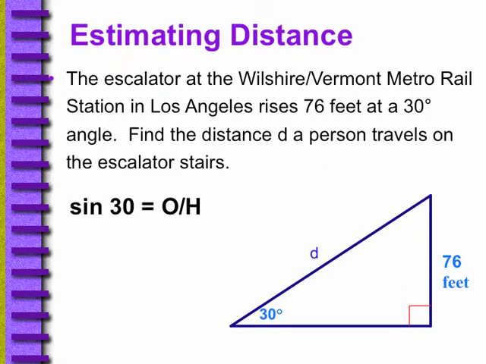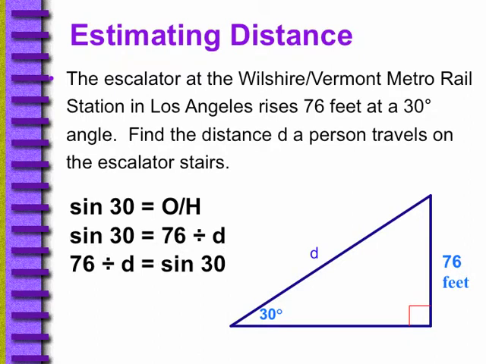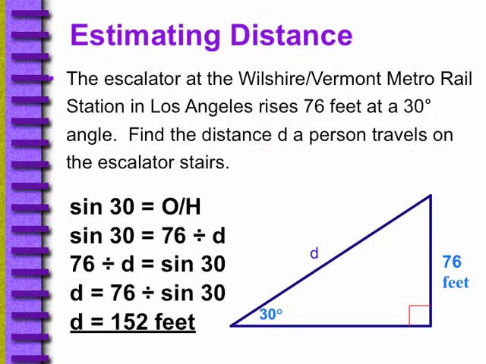The sine of 30 degrees is opposite over hypotenuse. Now I want to substitute in opposite equals 76 feet. Now I'm going to use the symmetric property to rewrite this equation this way. That might be the reflexive property. Now to solve for d, I can use an equivalent equation, 76 divided by the sine of 30, and use my calculator, and I get 152 feet is the distance a person travels. So that escalator is saving them quite a few steps, right?